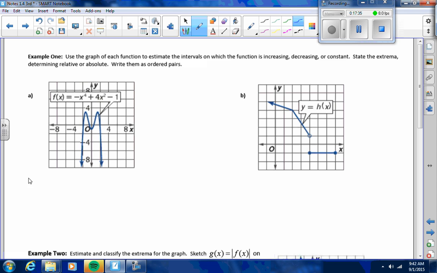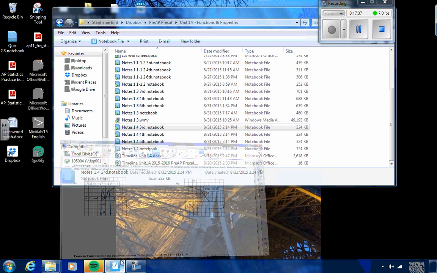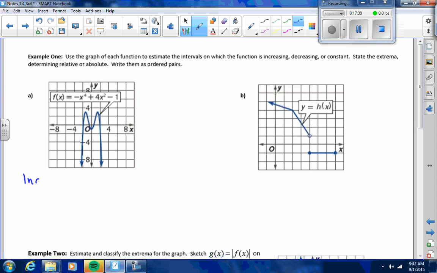So let's build our list. We need a portion for increasing and decreasing and constant. And then over here on the side is where we'll do max and mins. Okay, so increasing, decreasing, constant. Always read the graph left to right.